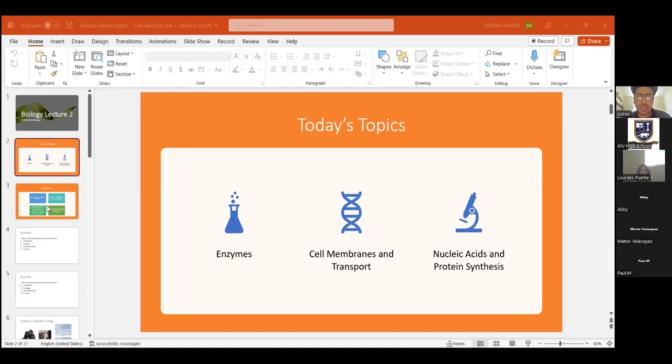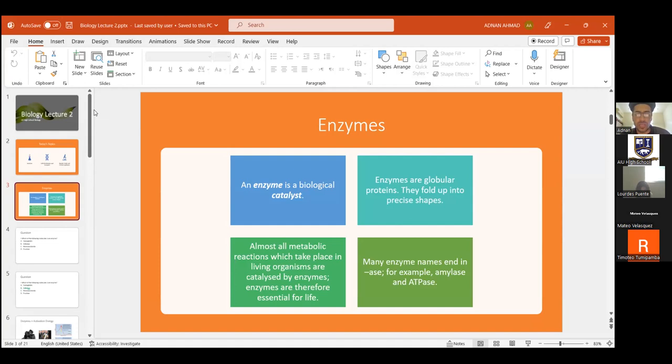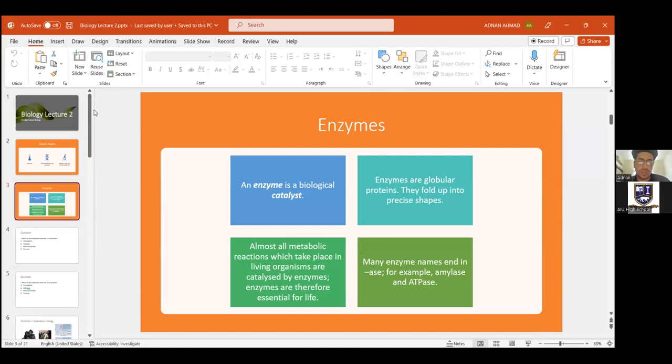Let us see what enzymes actually are. An enzyme is a biological catalyst. What is a catalyst? A catalyst is anything which speeds up a reaction. If you want to travel between point A and B, you can walk, or take a bike. A motorbike will increase the speed and help you reach point B more quickly. Or you can take a car, or if the distance is far, an aeroplane. The higher you go, the more quickly you reach point B.